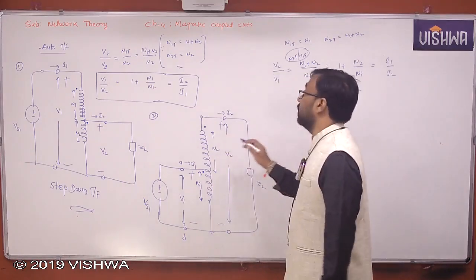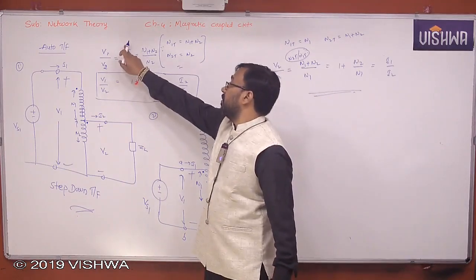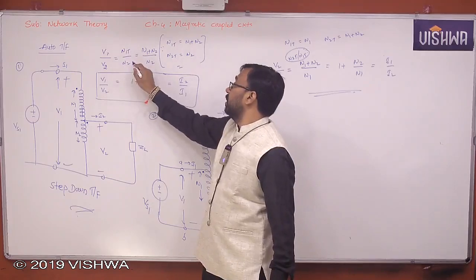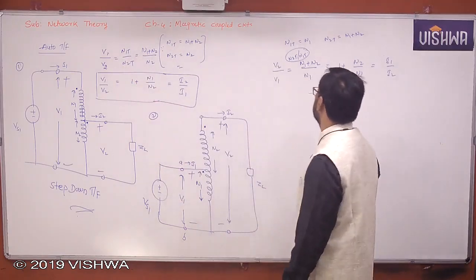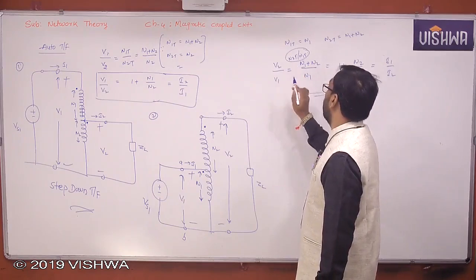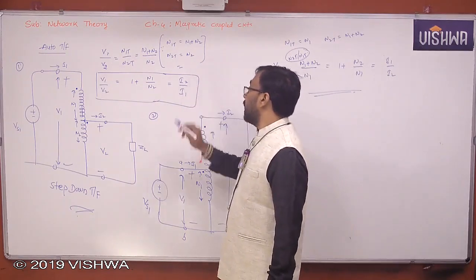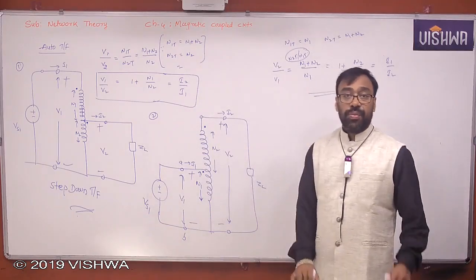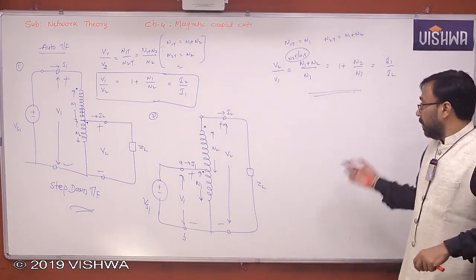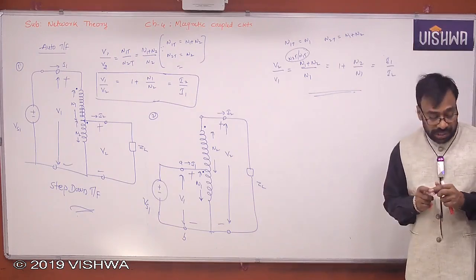Therefore you will get positive only, plus N1 T by N2 T, okay, and here also plus N2 T by N1 T. Understand? Okay. Similarly, current also, I2 by I1 is the same way. I hope you understand the point. Okay. So please note down quickly. We'll do some problems on it.